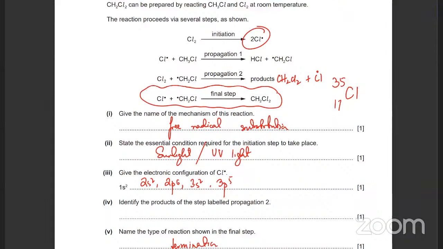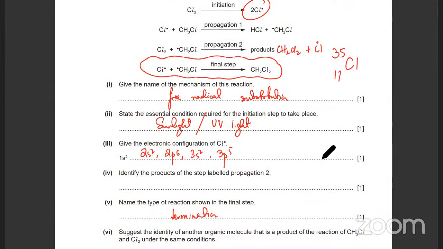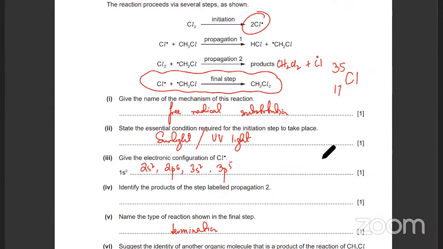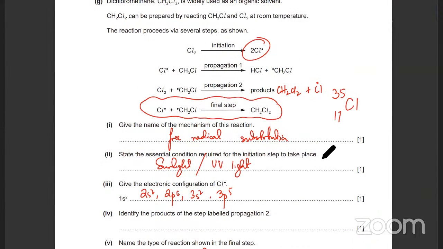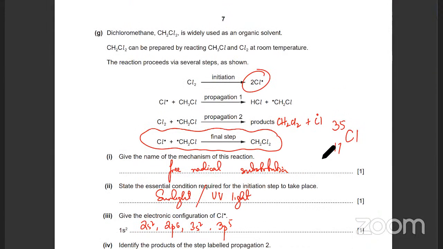CH2Cl2 is formed. Sorry, CH2CH2. That's not going to happen because that's the original. I don't think there's a CH2 radical that's being produced anywhere. Two Cl radicals can form Cl2.